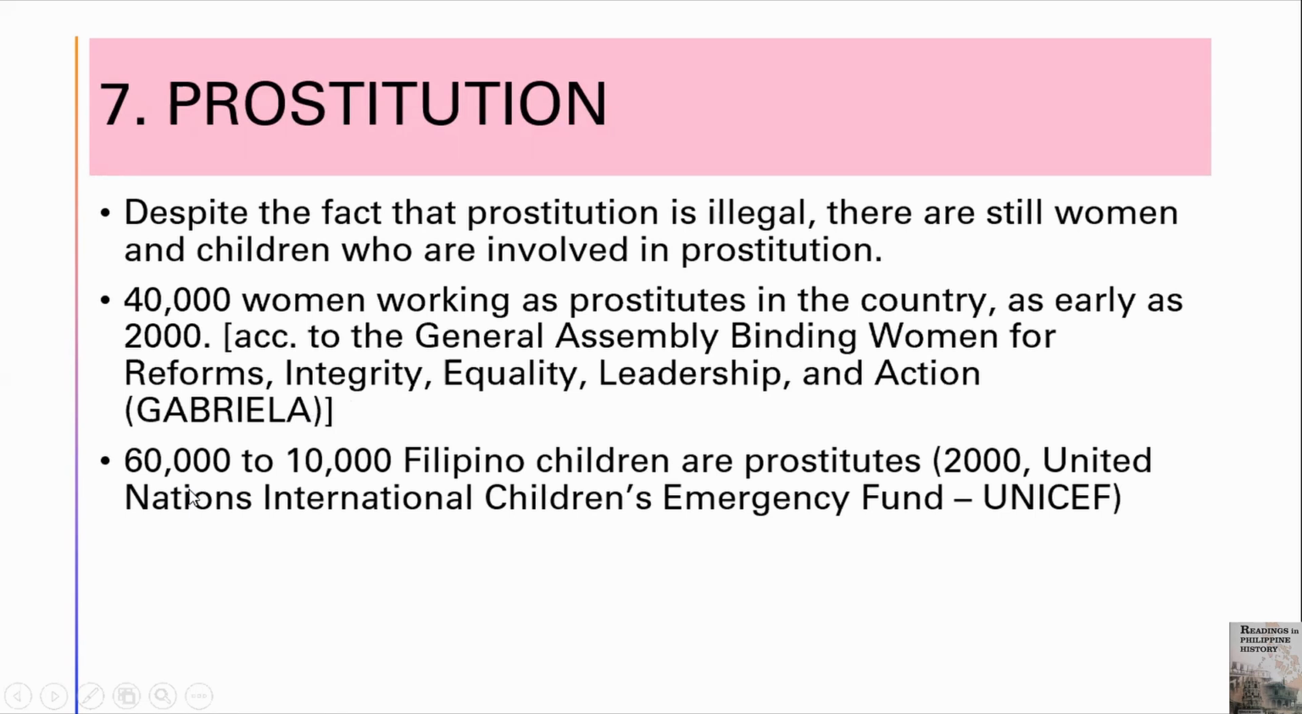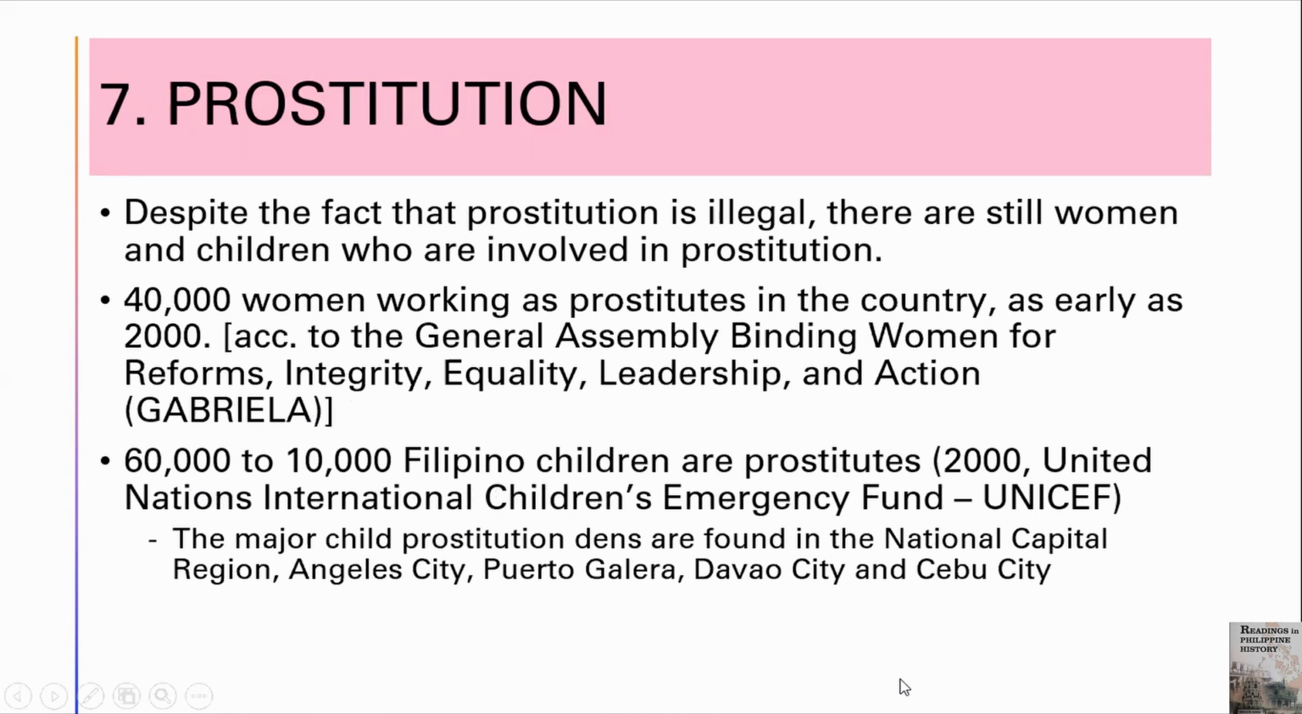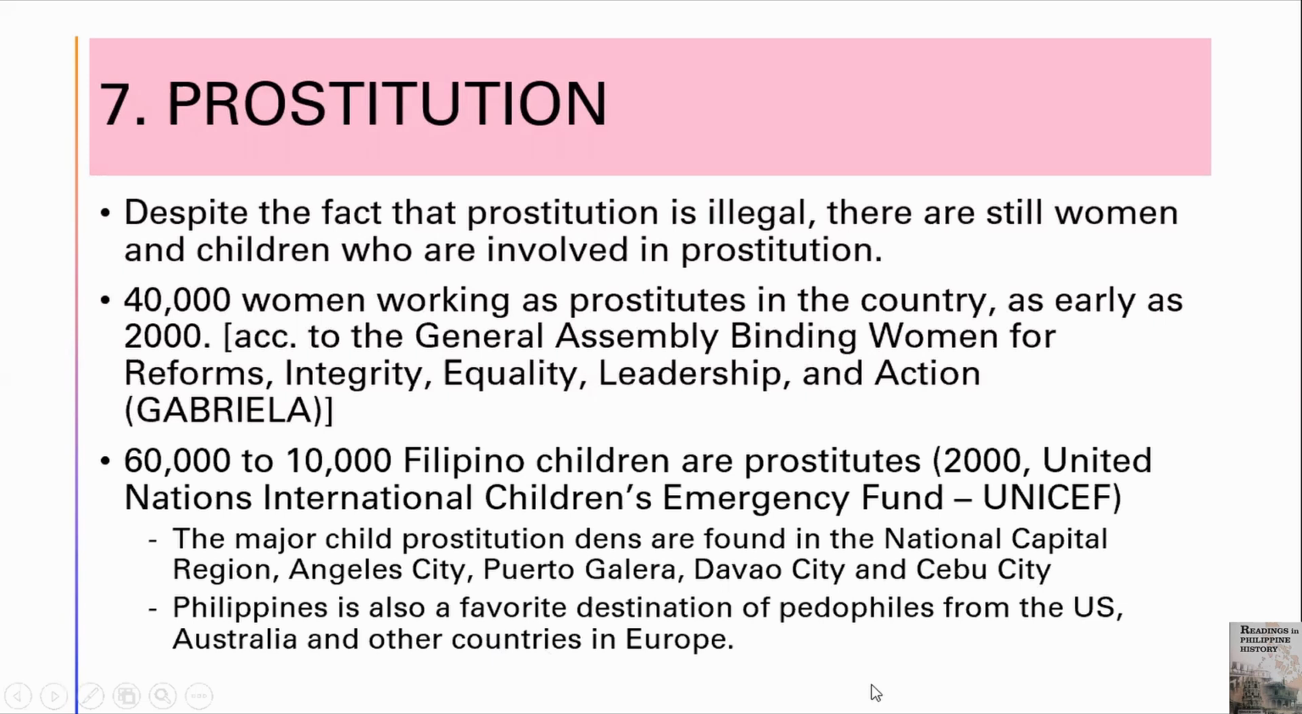60,000 to 100,000 Filipino children are prostitutes. That is from UNICEF in 2000. The major child prostitution dens are found in the National Capital Region, Angeles City, Puerto Galera, Davao City, and Cebu City. And the Philippines is also a favorite destination of pedophiles.